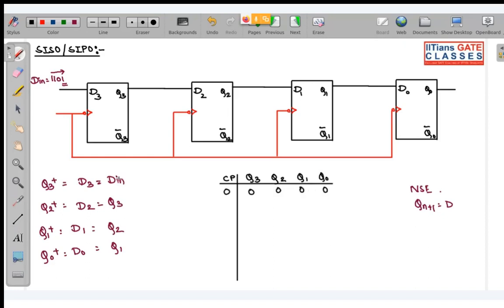Now Q3 is equal to D in. The first bit of D in is 1. So at the first clock pulse, D3 is 1. Remaining, you can see D2 is equal to Q3. So the initial state of Q3, the present state, was 0, 0, 0. That means this 0 is being shifted over here. This 0 is shifted over here. And this 0 is shifted over here. Okay. So I will draw it a little bit properly.